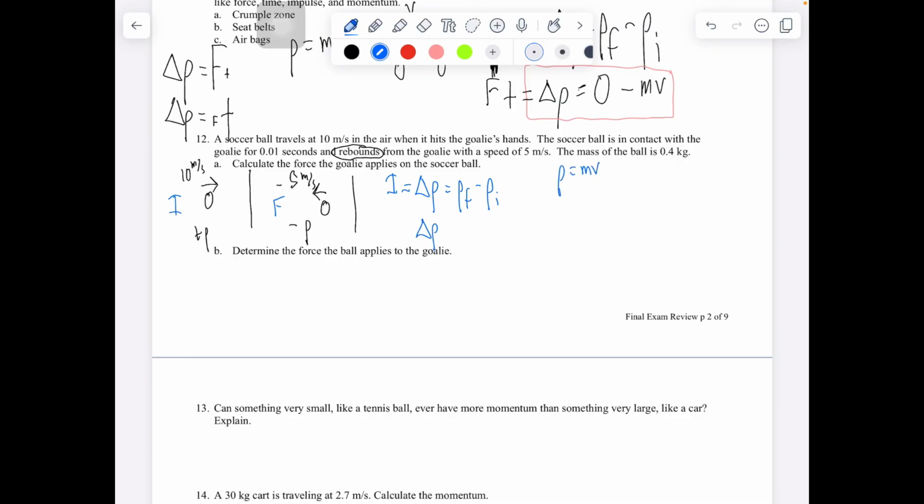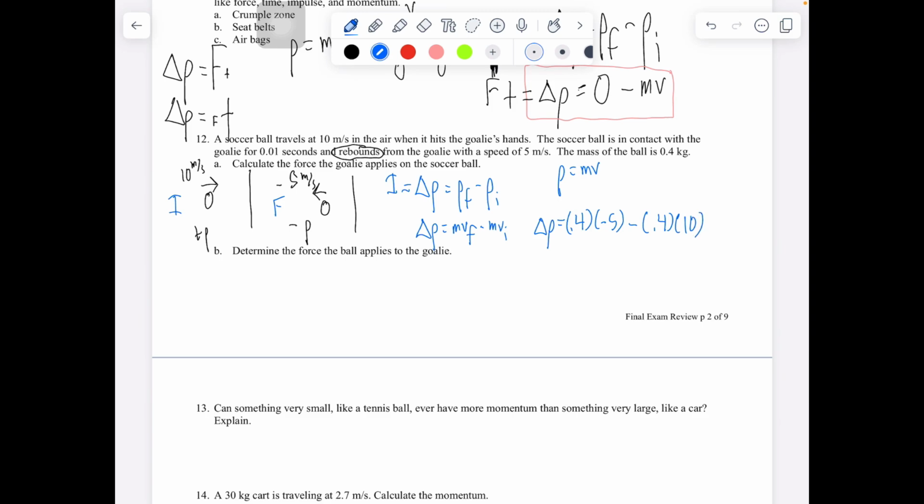So, rewriting delta p equals pf minus pi, replace pf and pi with mv. The final momentum is the mass times the final velocity. The initial momentum is the mass times the initial velocity. If we plug in here delta p, the final momentum is just the mass of the soccer ball, 0.4 kilograms, times the velocity of the soccer ball, -5. Now, of course, we subtract the initial momentum. It still has a mass of 0.4, and it now has a velocity to the right, +10.